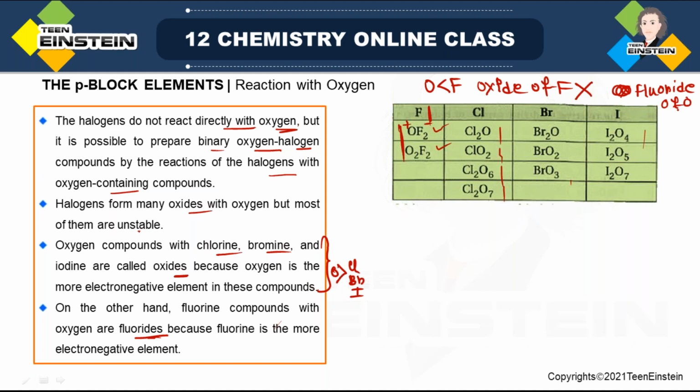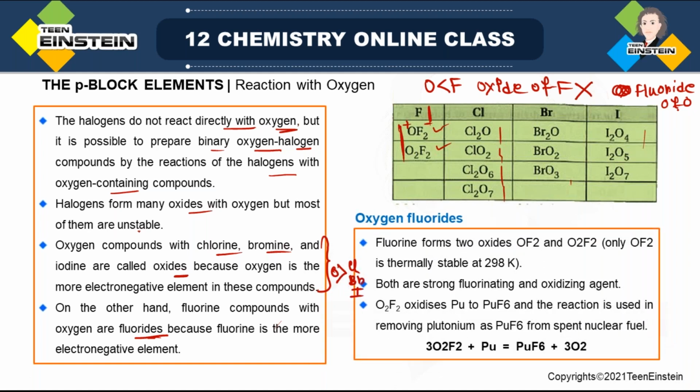This is the correct way to name this compound. Okay. Now, the first type that we'll see here is the compound between oxygen and fluorine. These are the two types that are possible. But among these, OF2 is more stable compared to O2F2 and thermally stable at 298 Kelvin.